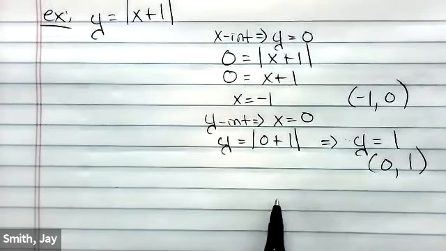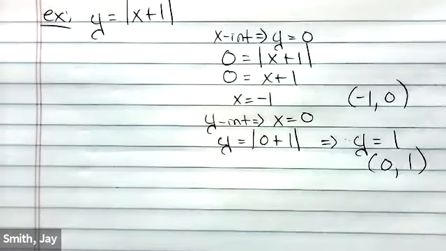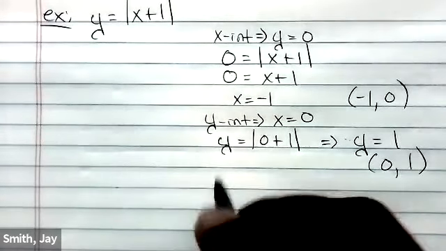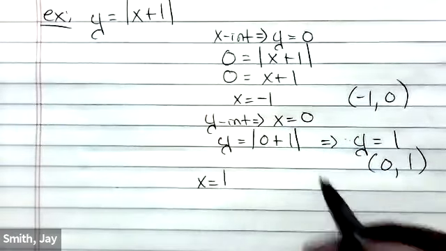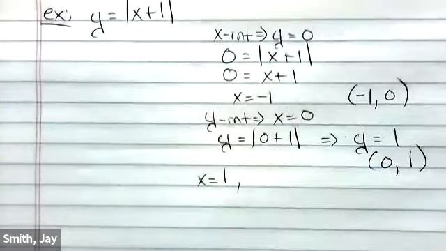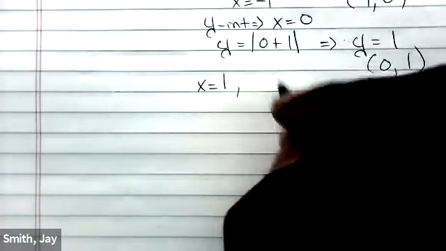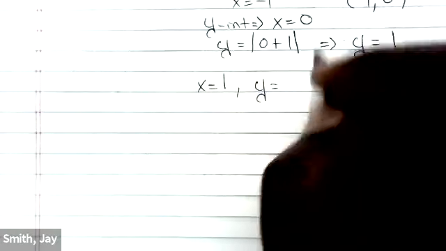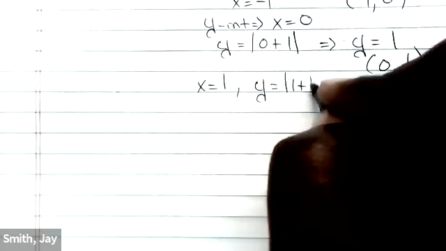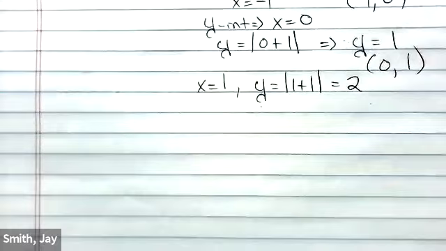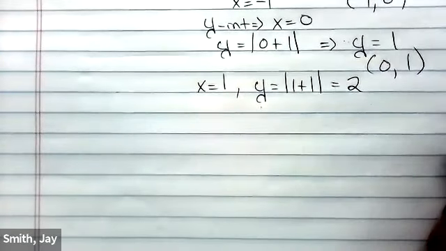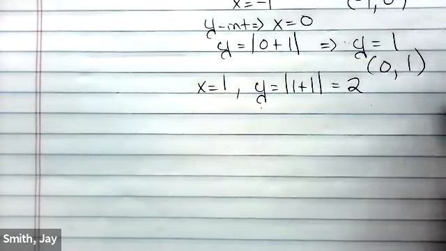We can also go to an additional point because we only have 2 points here. So for our additional point, we can choose x to be equal to 1, which means that the y value associated with it will be y is equal to the absolute value of 1 plus 1, or we end up with 2. So our third point is the ordered pair (1, 2).